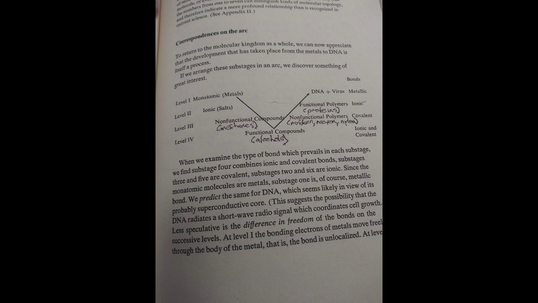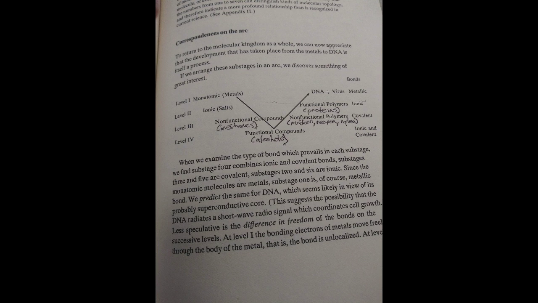Then the next level down, at level 2 then, we have ionic bonding with both salts and proteins. They're both bound with that kind of bonding. Then at level 3, we have covalent bonding for both non-functional compounds, the methanes, and non-functional polymers, the chains. And then finally, with functional compounds at the bottom, level 4, with the alcohols and so forth, we have both ionic and covalent bonding. So the arc itself, as he sees it, recapitulates in miniature the whole. And as he says, this paragraph is worth reading actually, correspondences of substages to kingdoms.